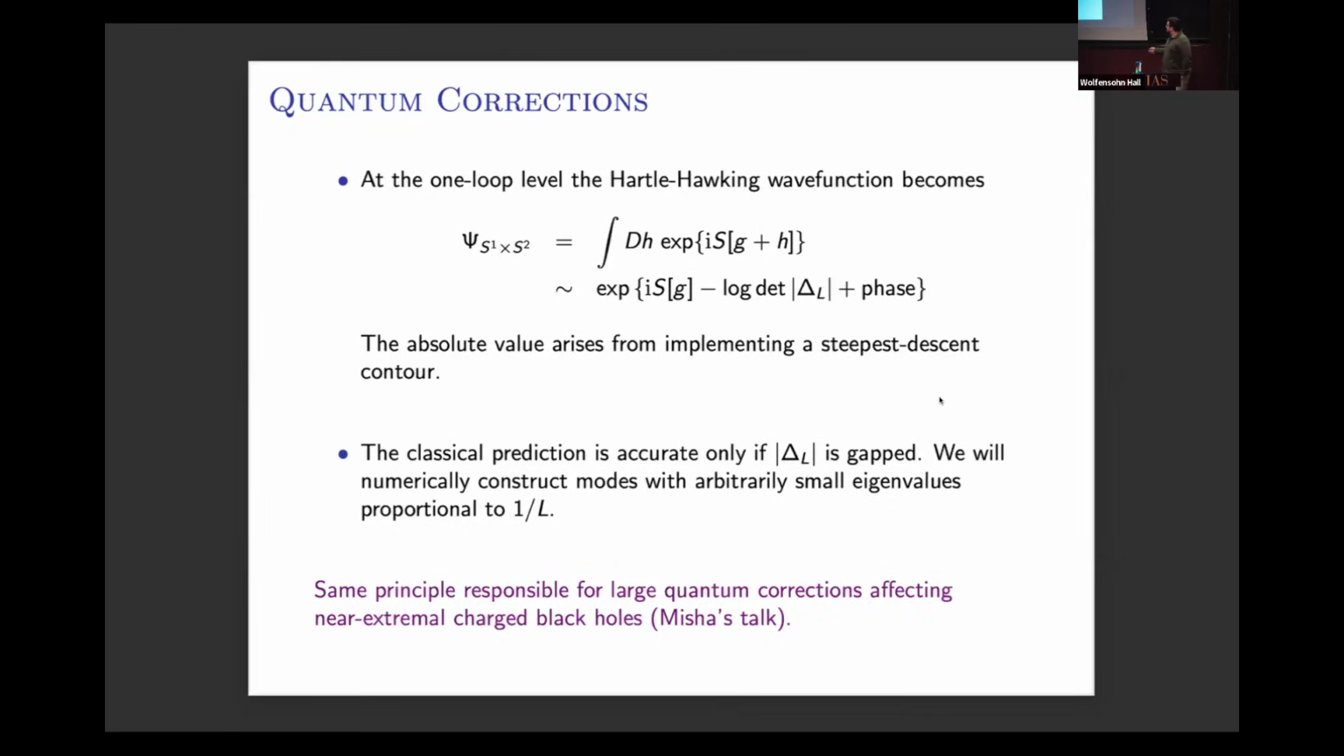And again, it's a different scenario, but it's the same principle as the one controlling the large quantum corrections of the near-extremal charged black holes in Misha's talk. In that case, the role of L is played by beta. The quantum corrections also become large at low temperatures because you have modes that are arbitrarily light, which are related to the length of the throat in the extremal limit.